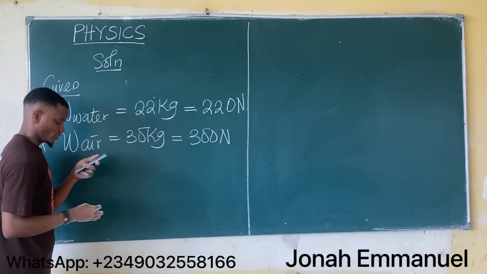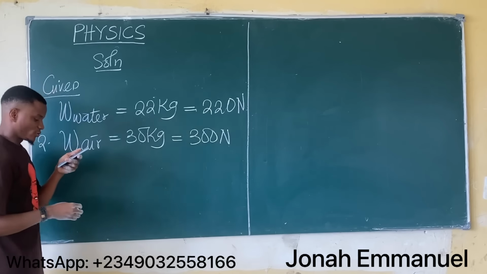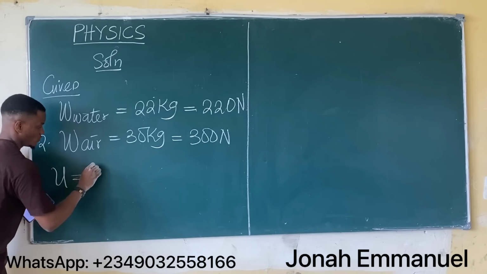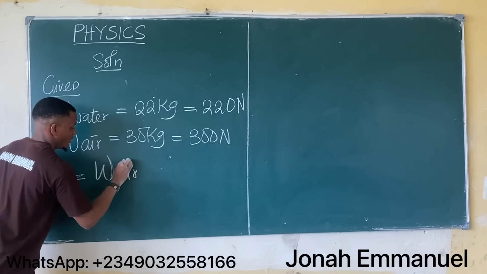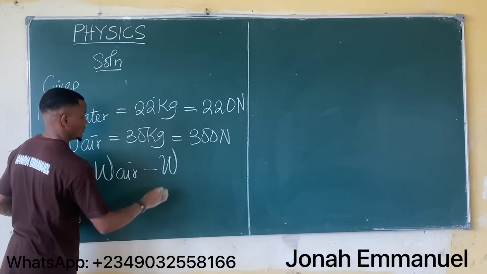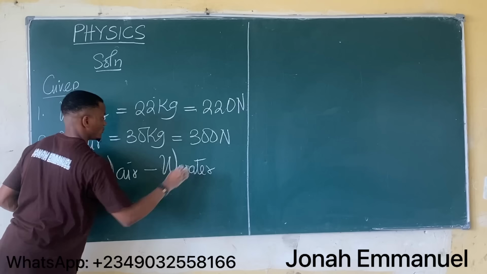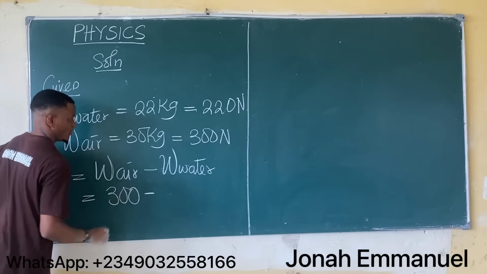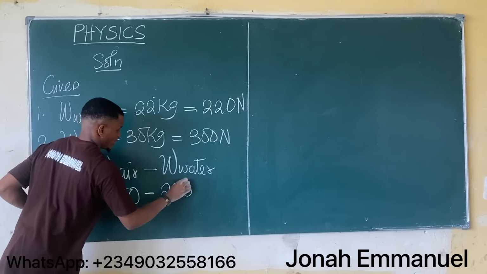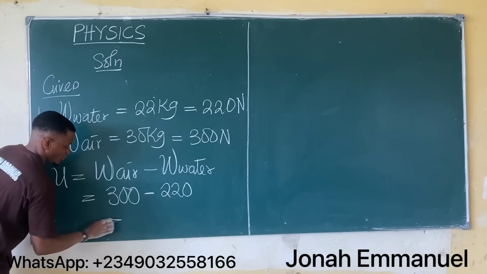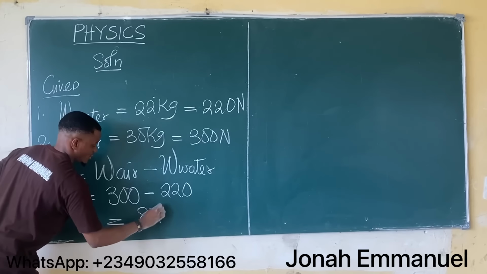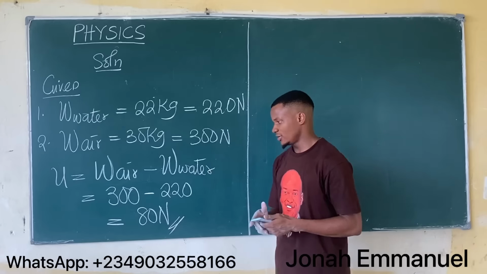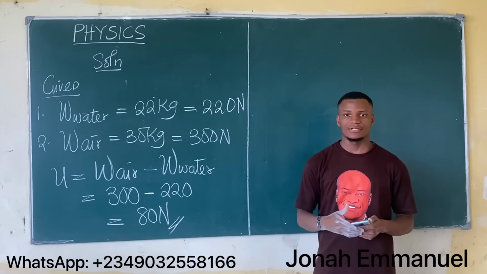I'm asked to find the upthrust. Find the upthrust exerted by the liquid. So upthrust U is equal to weight in air minus weight in water. Alright, so that will be equal to weight in air, 300, minus weight in water, 220, using the Newton values. 300 minus 220 gives you 80 Newton. So therefore, the upthrust is 80 Newton. So this is how you solve this question.